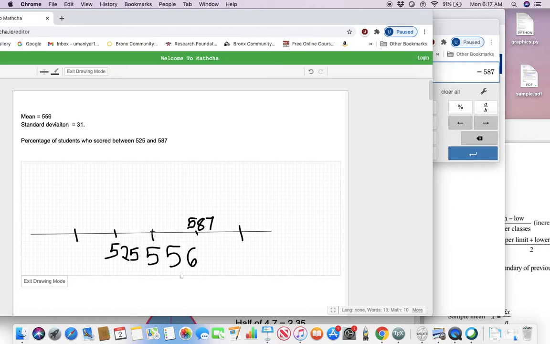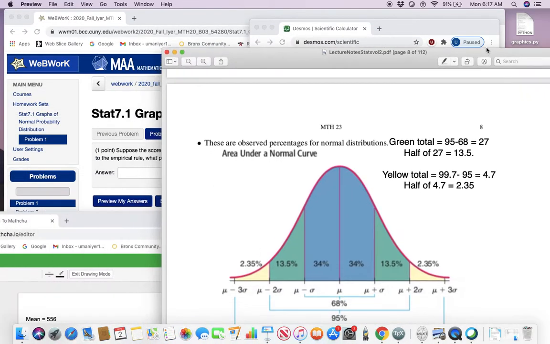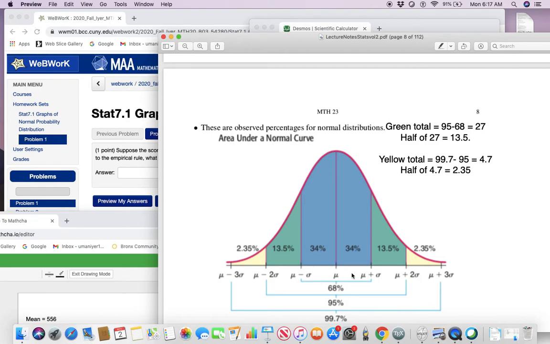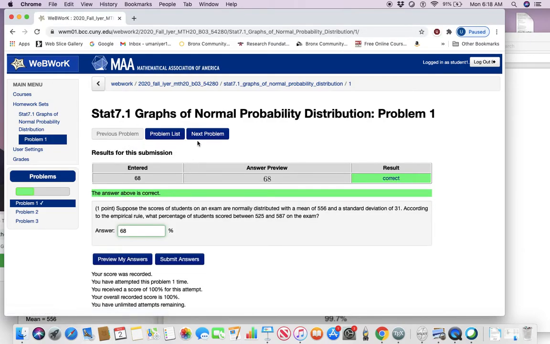So you see, this is your mean. You subtract 1 standard deviation, you go here. You add 1 standard deviation, you go here. So you are looking at 1 standard deviation away. What does the empirical rule state? It states that within 1 standard deviation to the left and 1 standard deviation to the right of mu, 68 percent live. So that's your percentage, 68. All right, next.